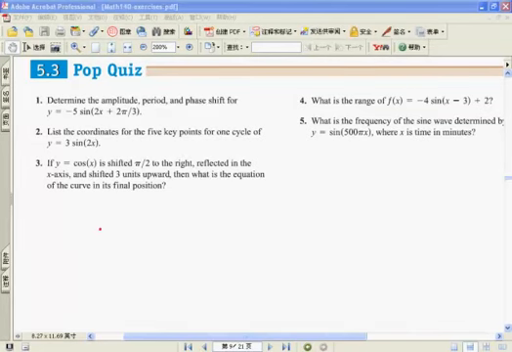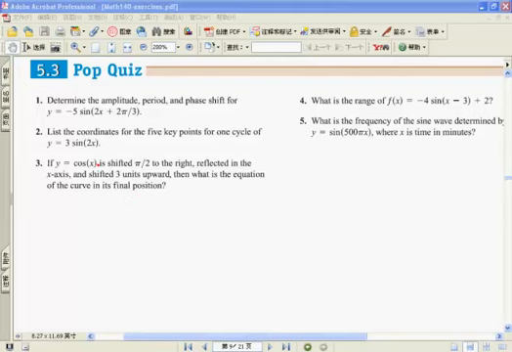Now let's look at the number 3. If y equals cosine of x is shifted pi over 2 to the right, reflected in the x-axis, and shifted 3 units upward, then what is the equation of the curve in its final position?